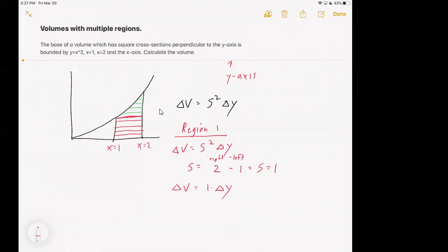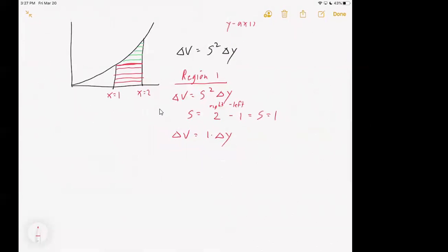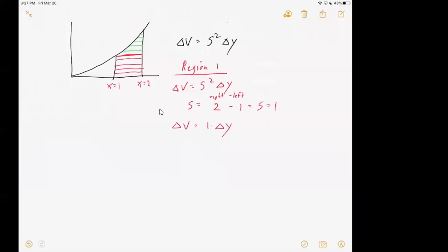So in region 1, we could set up a volume integral. Volume is equal to the integral from, you can see for this region, we start down at y equals 0, but we have this point right here that is 1, 1. So we go up to y equals 1, and we're going to integrate 1 dy. Sometimes you don't write the 1. Writing the 1 is optional. So the antiderivative of that is simply y. We're going to evaluate that from 0 to 1. And so the answer is just 1.